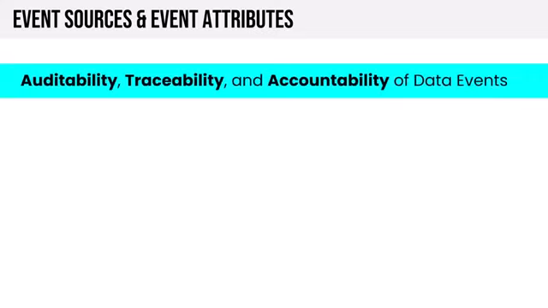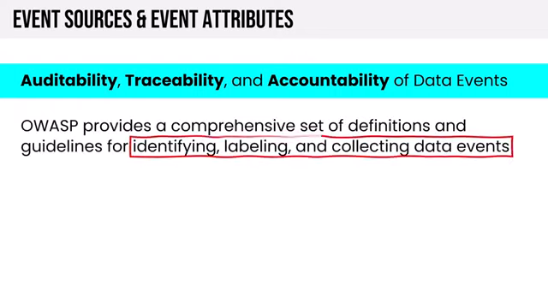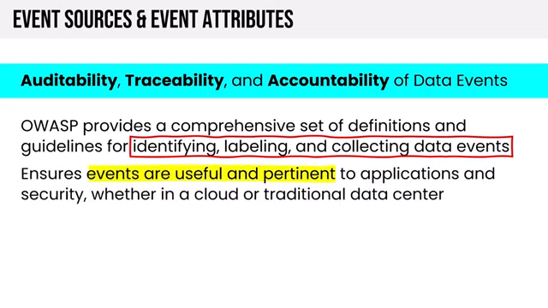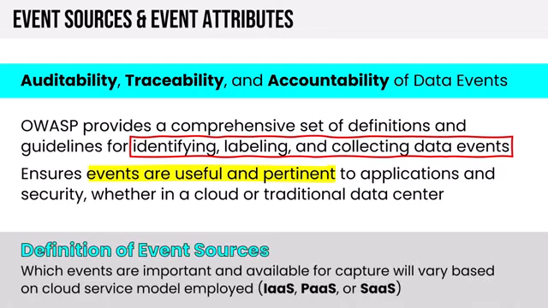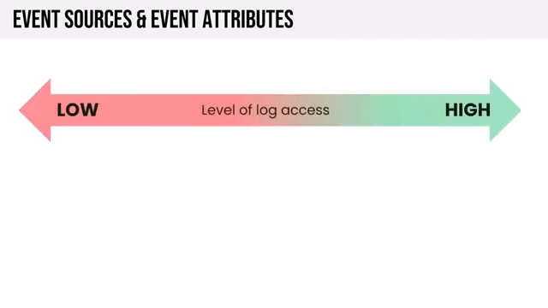So let's talk about event sources and attributes in the context of auditability, traceability, and accountability of our data events. OWASP provides a comprehensive set of definitions and guidelines for identifying, labeling, and collecting data events. It ensures events are useful and pertinent to applications and security, whether in a cloud or a traditional data center. The definition of event sources, which events are important and available for capture, will vary based on the cloud service model that we're employing, whether that's IaaS, PaaS, or SaaS. So let's take a look at that.